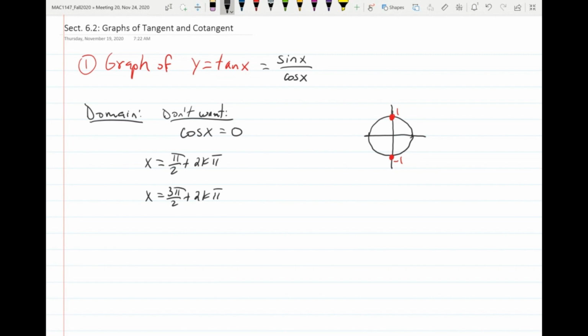So these are values that we need to eliminate from the domain of tangent, because this is what makes the bottom equal to 0. Are you okay with this?